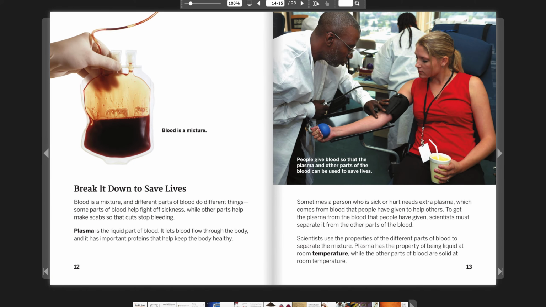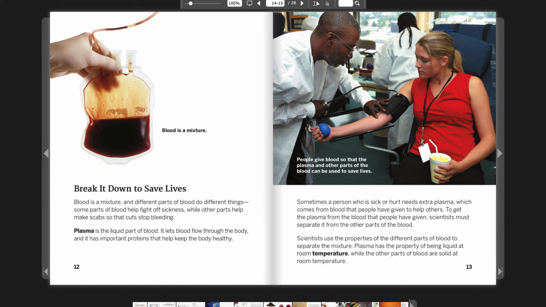Break it down to save lives. Blood is a mixture, and different parts of blood do different things. Some parts of blood help fight off sickness, while other parts help make scabs so that cuts stop bleeding. Plasma is the liquid part of blood. It lets blood flow through the body, and it has important proteins that help keep the body healthy.